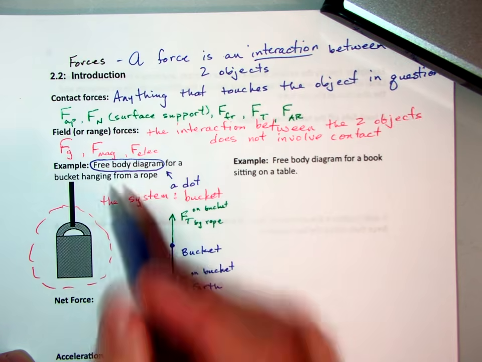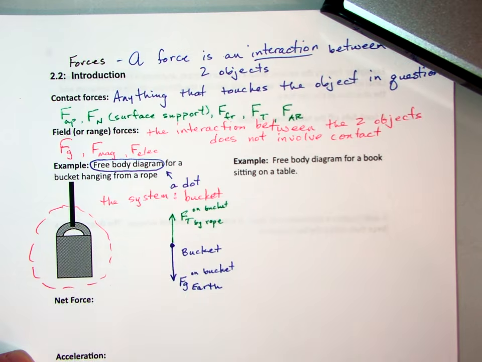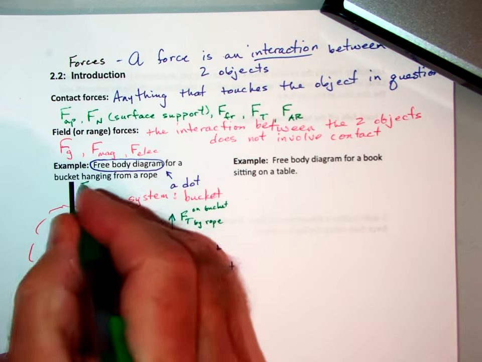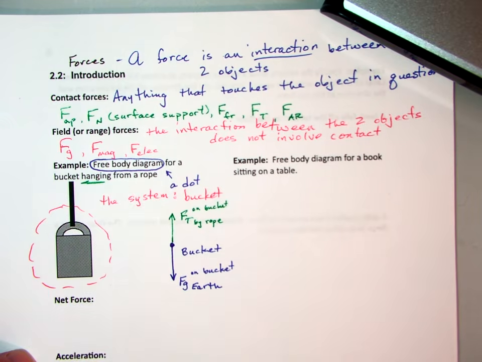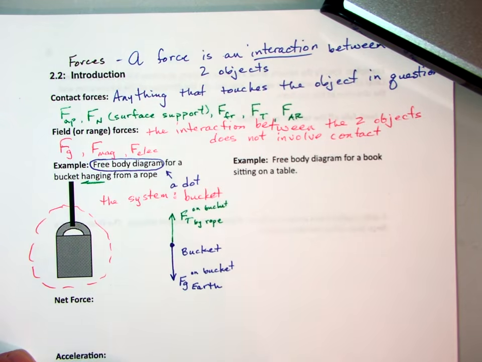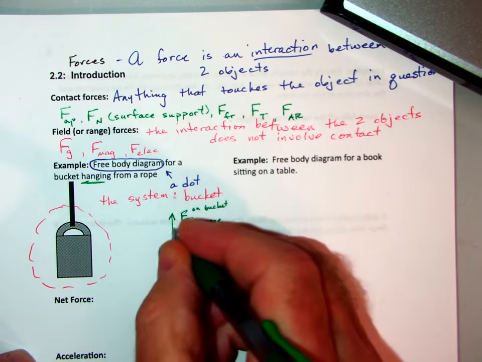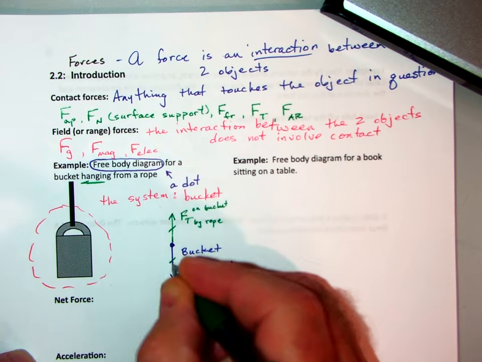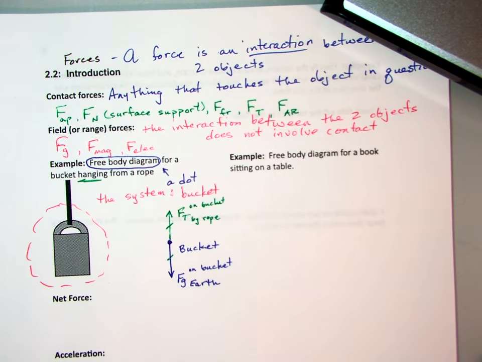So there is a tension on the bucket by the rope, and there's a gravitational force on the bucket by Earth. And in this case, the problem states that this bucket is simply hanging. So because this bucket is simply hanging, we know it's not moving. We say that the upward force by the rope and the downward force by the Earth are equal, and we put marks on the force arrows identifying that fact.